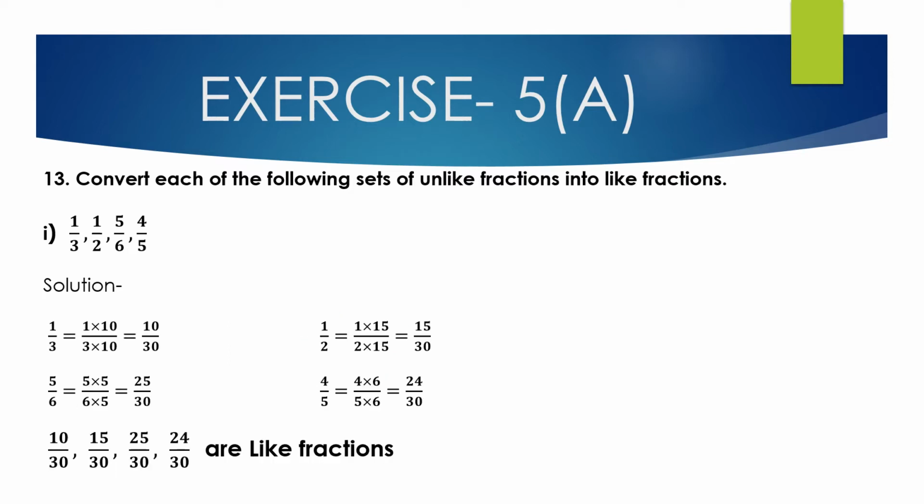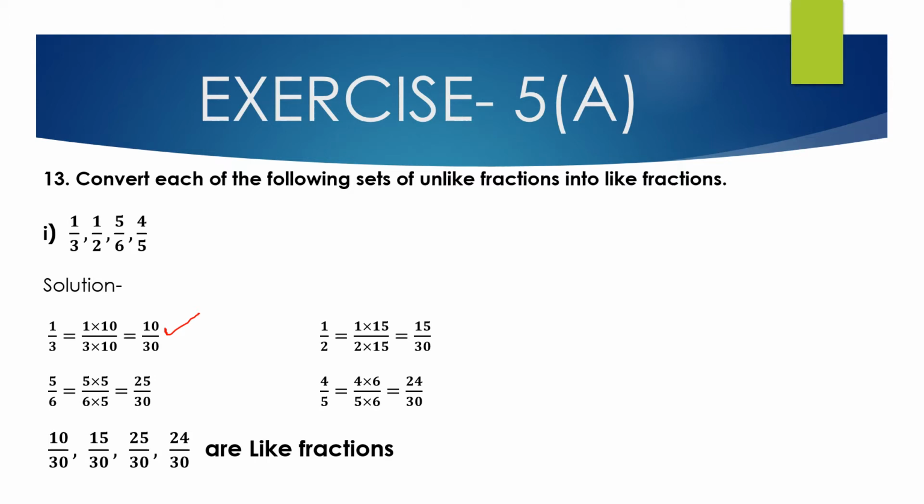Now converting this unlike fraction, 1 divided by 3, the first unlike fraction, to equal the LCM. We found the LCM 30 by multiplying the number 10 with numerator and denominator. So we get 1 divided by 3 equal to 1 multiplied with 10 divided by 3 multiplied with 10. 1 multiplied with 10 is 10. 3 multiplied with 10 is 30. So we get 10 divided by 30, and 10 divided by 30 is the equivalent fraction of 1 divided by 3.